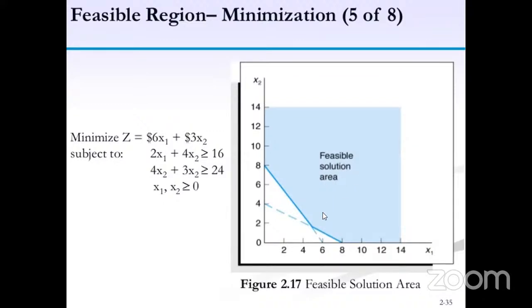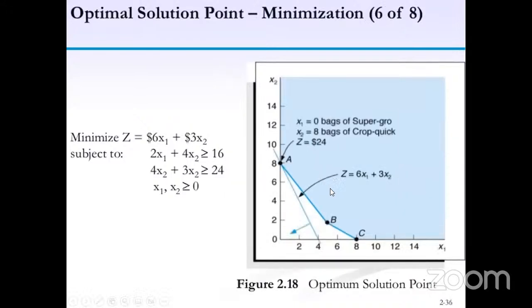From this, we need to get the points. These points' values we know: 8, 0 and 0, 8. But this intersecting point we don't know. To find it, we again need to solve these 2 equations. If you solve these 2 equations, you will get the intersecting point, and these 3 points are to be substituted in the objective function. So the points A, B, C.